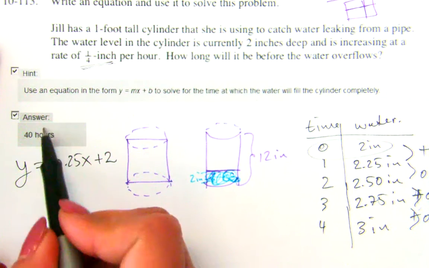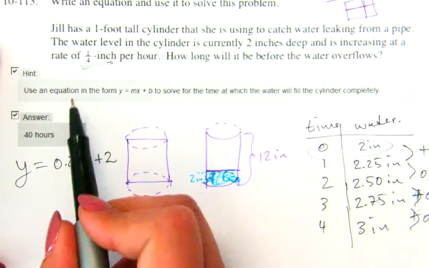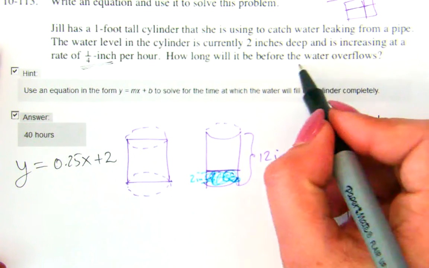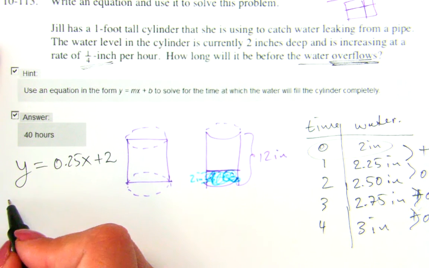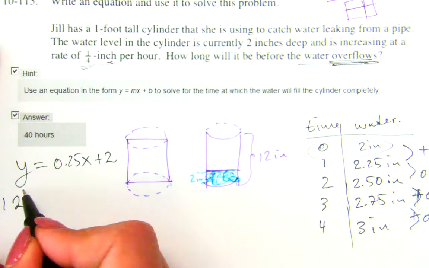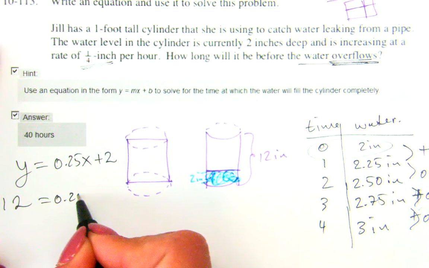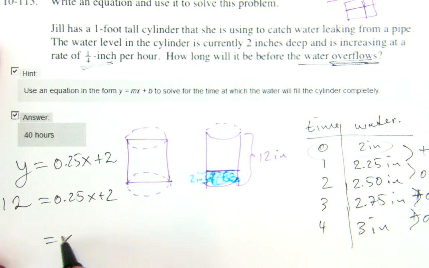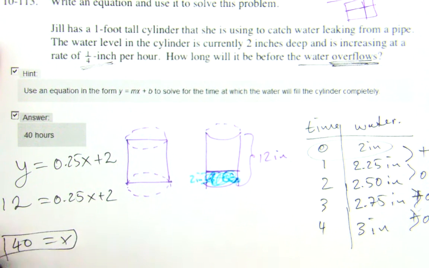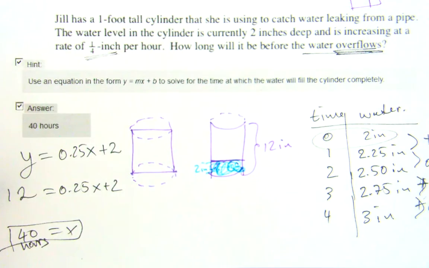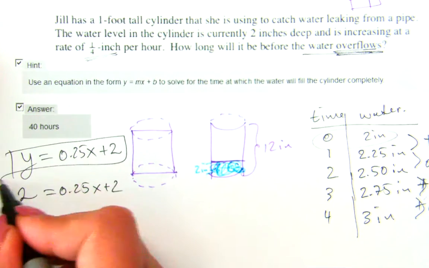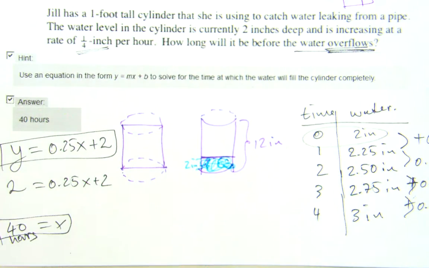Okay, so the answer is 40 hours, but why? The question is, how long is it going to be before the water overflows? So you want to figure out, when is it going to be 12 inches? So 12 for the y, 0.25x plus 2, and then solve for x, and you should get 40, or in this case, 40 hours. That's our units. Okay, that's your equation, and that was the second part of the question.